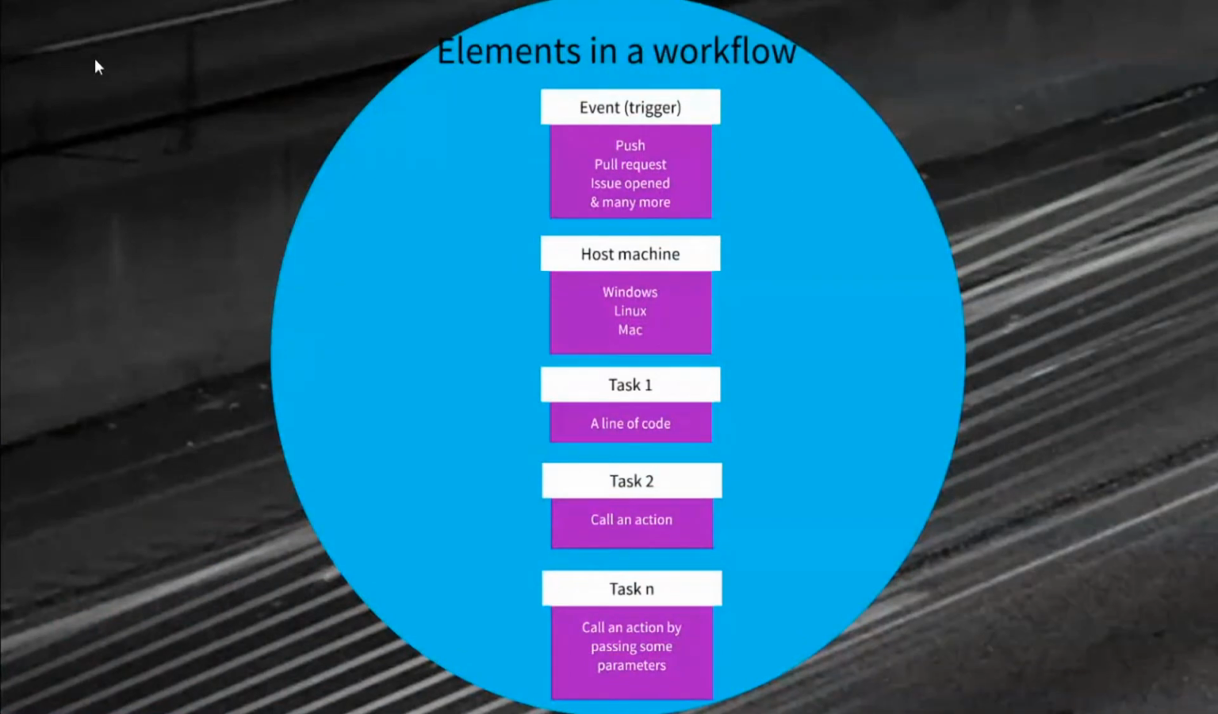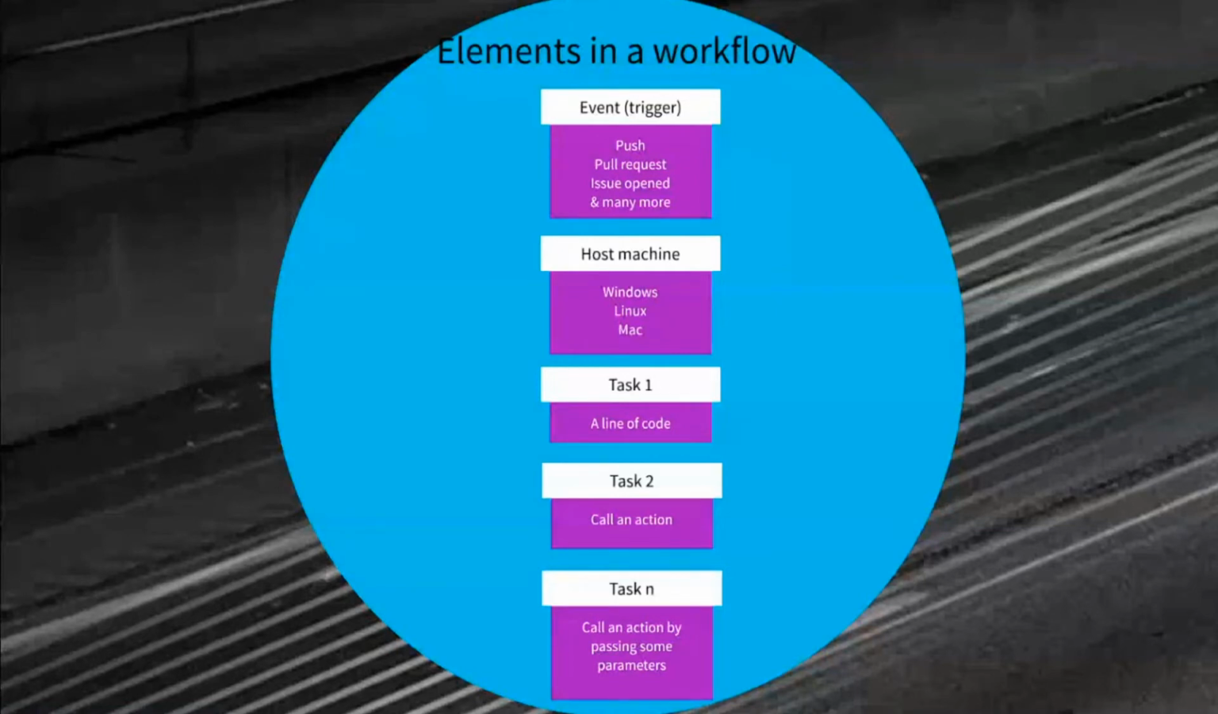So let's briefly look at this workflow structure. So there are different elements in a workflow. So the first one is, we start with the event. So that's whenever you push some code to the GitHub repo, or you create a pull request, or you open an issue, that's when the workflow triggers. And after that, you decide on a host machine, whether it's a Windows, Linux, or a Mac machine. This is because, if you want to build the code that you have just pushed or deploy the code, then we want it to run somewhere, right? So that's where we decide on what host machine we want to use.